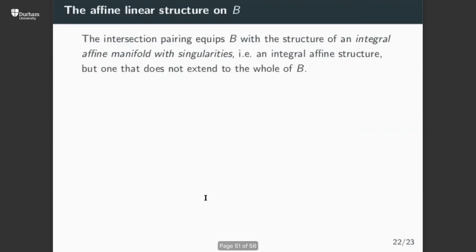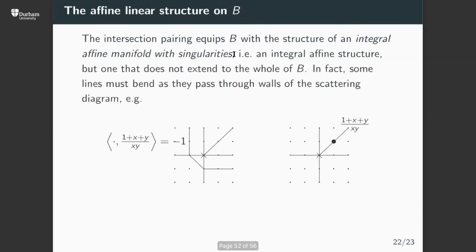But it turns out that this intersection pairing gives this space B, which looks like a real Rn, but has this funny intersection pairing on it, which gives it the structure of an integral affine manifold with singularities. So the intersection pairing gives you a way to define an affine structure in this space, but the affine structure doesn't extend to the whole space. And what actually happens is that some lines are forced to bend as they pass through walls in the scattering diagram.